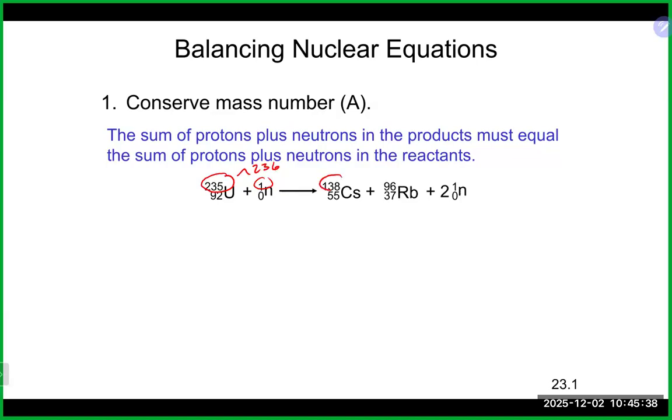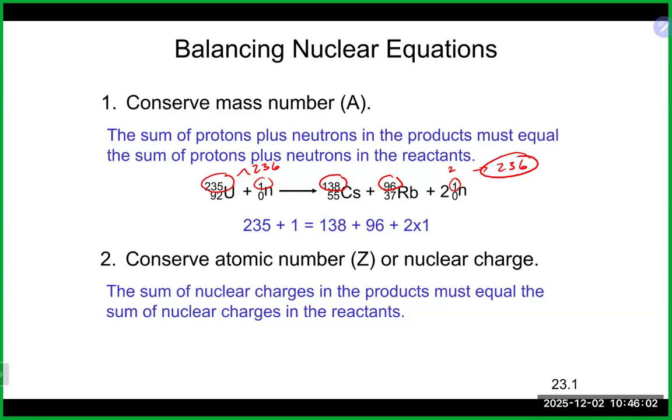We got a 138, we have a 96, and we do have a coefficient here, so we multiply this guy by the 2. So we have a 2 there with our 96 and our 138, and that gives us 236 on the right-hand side. So this equation would be balanced because the mass numbers on the left-hand side equal the mass numbers on the right-hand side. And maybe to no surprise, you actually just do the same thing with the atomic numbers.